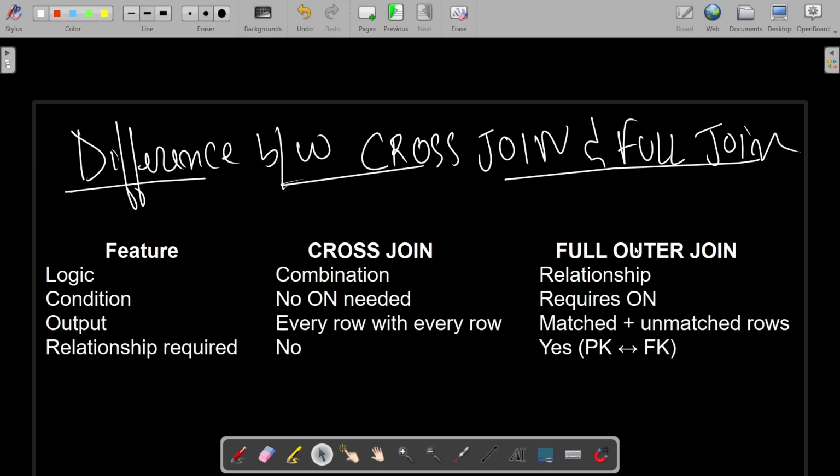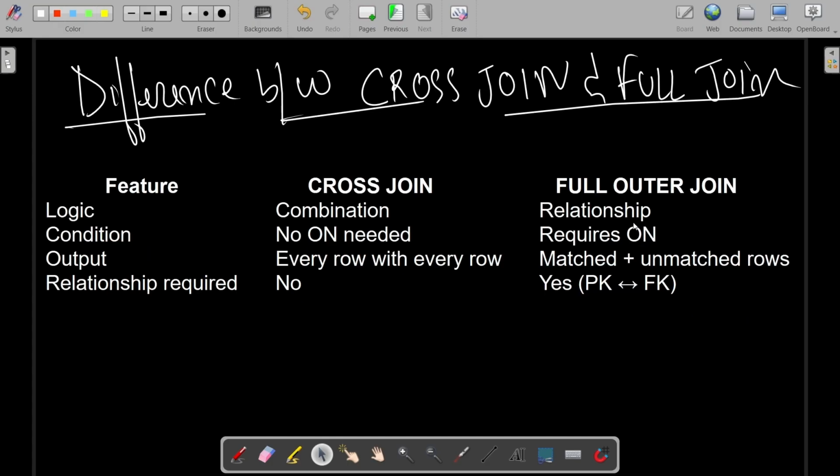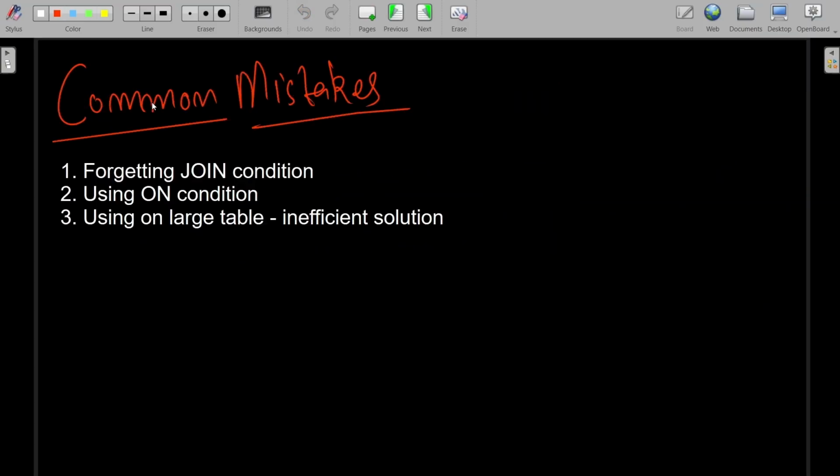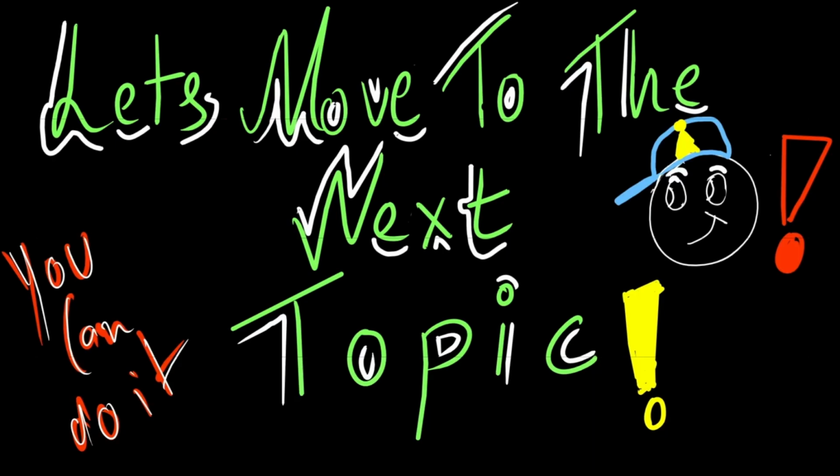And in cross join no relationship is required, but in full outer join, a primary key and foreign key relationship is a must. Okay, so this is the most common and core important difference between both of them, and you should know about that. This is the one I just wanted to give at the end, and I hope this clears the topic of cross join. It's very straightforward and very simple. So this is all about cross join, and I hope you understood the topic. So guys, let's move to the next topic.